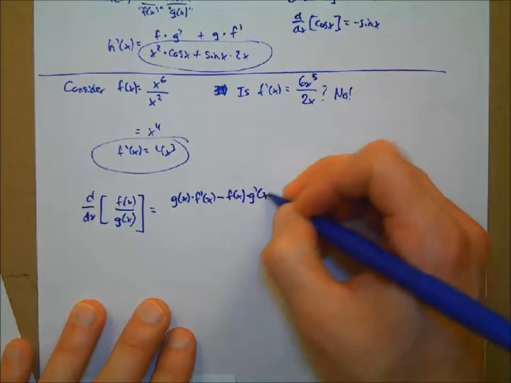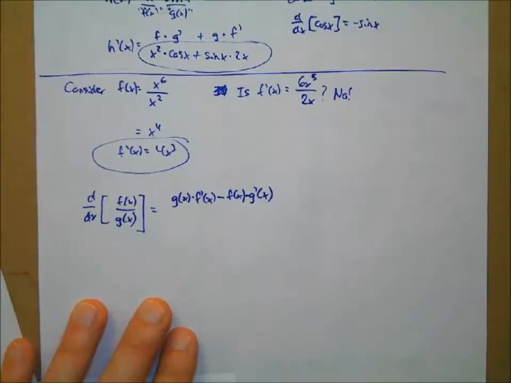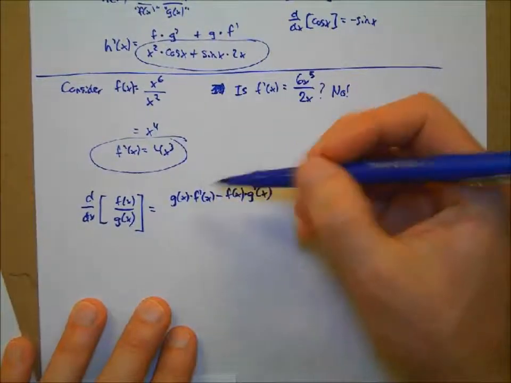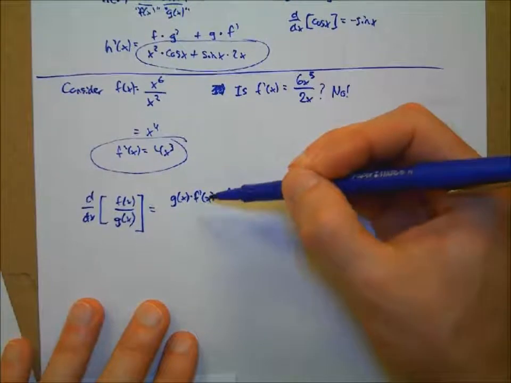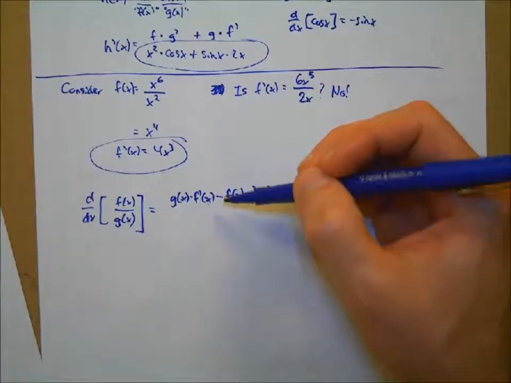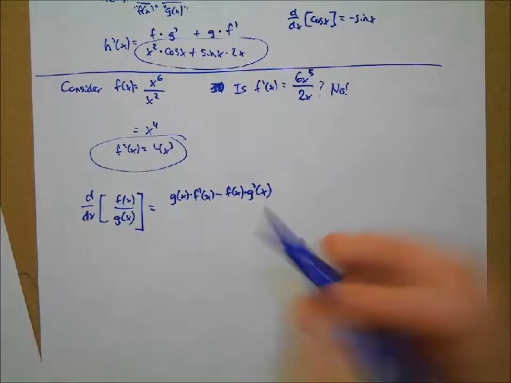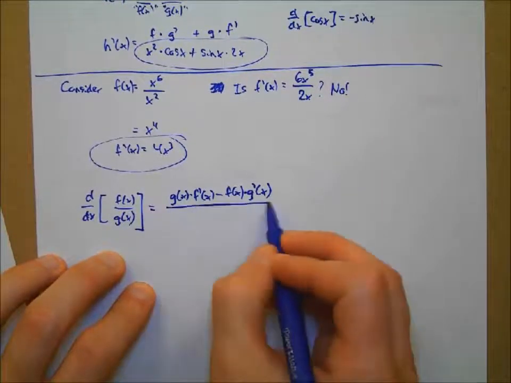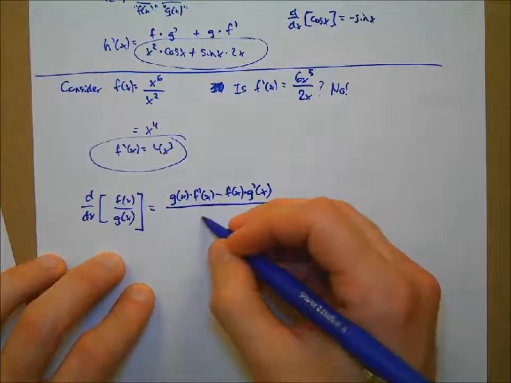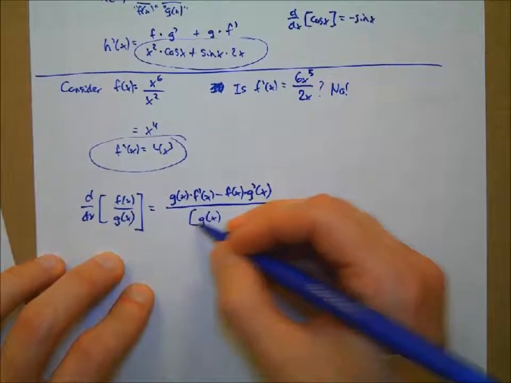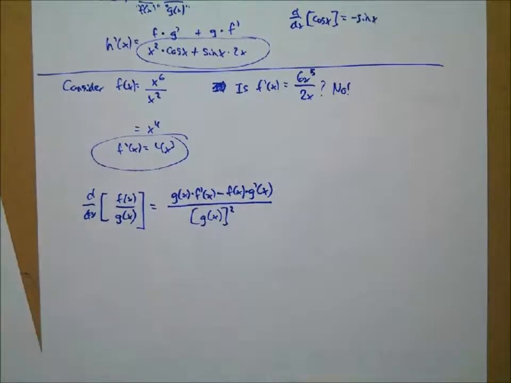And you might be sitting there thinking, oh, that's kind of like the product rule, right? We have one function times the other's derivative minus, because it's like division instead of addition, minus the first function times the derivative of the second, all over the bottom squared. Okay, that's the quotient rule.